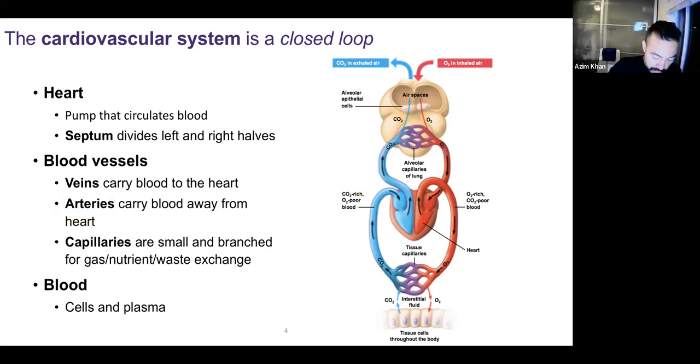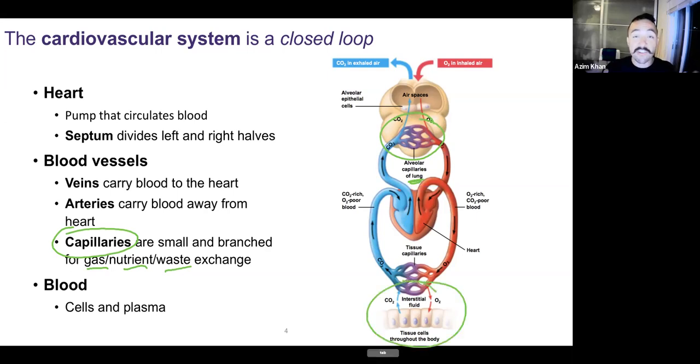The third blood vessel type are capillaries. Capillaries are small, branched blood vessels, in order to maximize surface area and maximize diffusion, for gas exchange, nutrient exchange, waste exchange. We have capillaries in the lungs so that you can exchange gases. We have capillaries in every other tissue of your body. There's capillaries everywhere. This is a very, very simplified drawing. In order to exchange gases, to get oxygen, get rid of carbon dioxide, to get nutrients, to get rid of wastes.